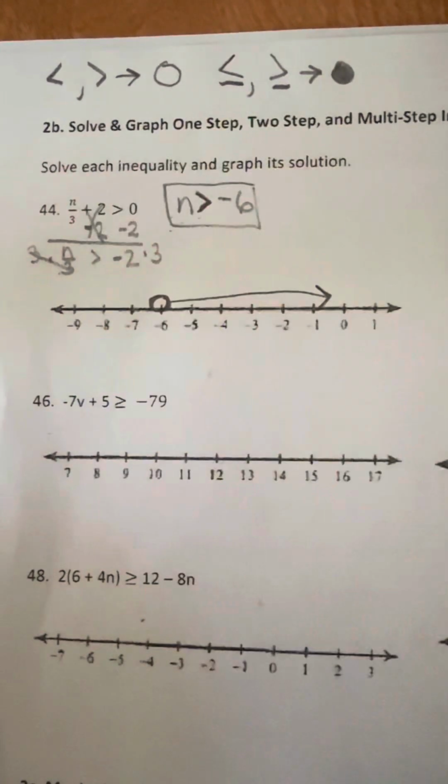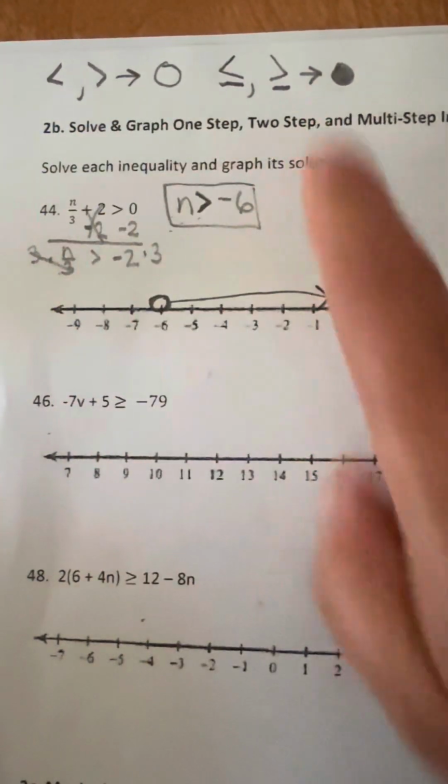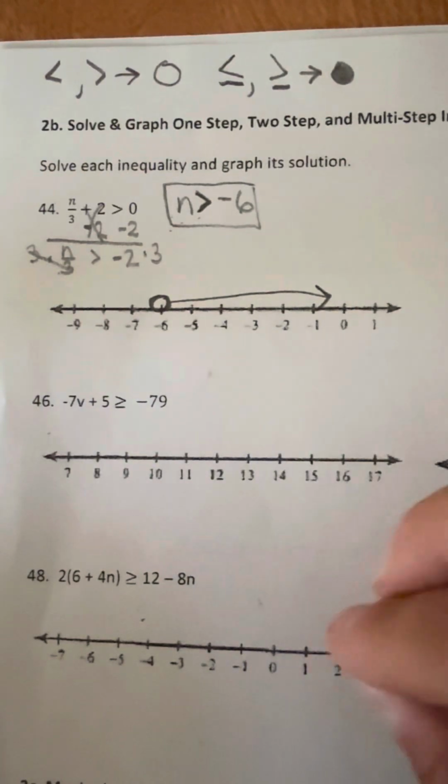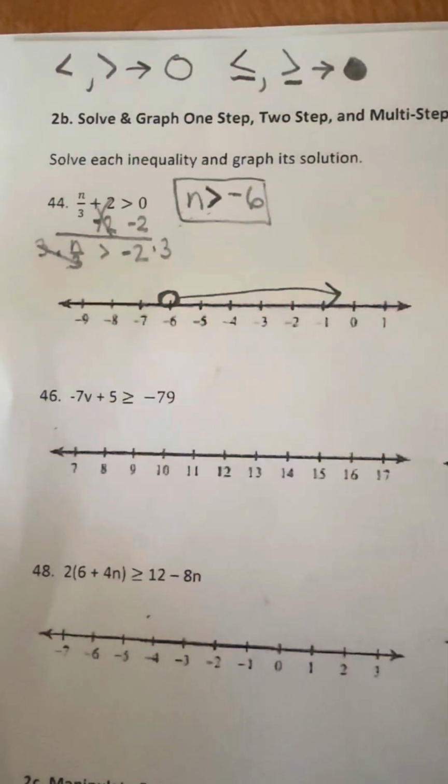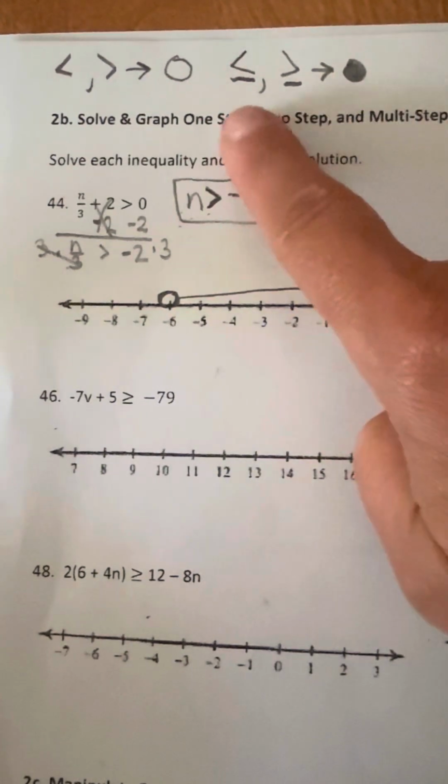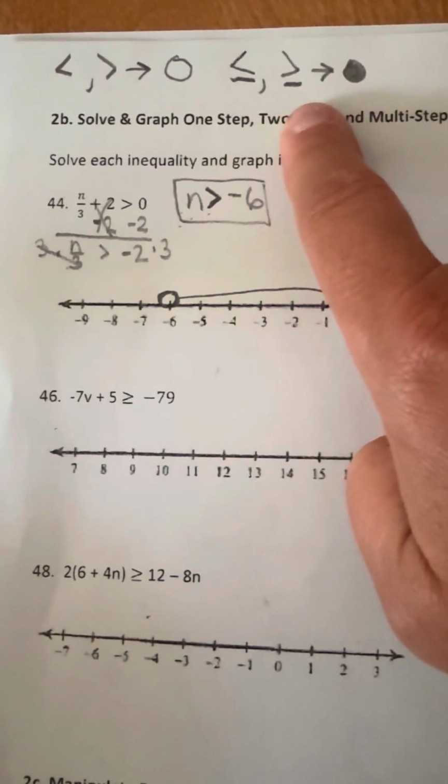So on the top here, you can see that I've already written a little key for these. You are going to need to know whether it's an open or closed circle. So if your signs are greater than or less than, you're going to have an open circle, and you'll see what that means in a minute. You can see it, this is an open circle right here. If it's a closed circle, it's because the line is underneath the inequality symbol.